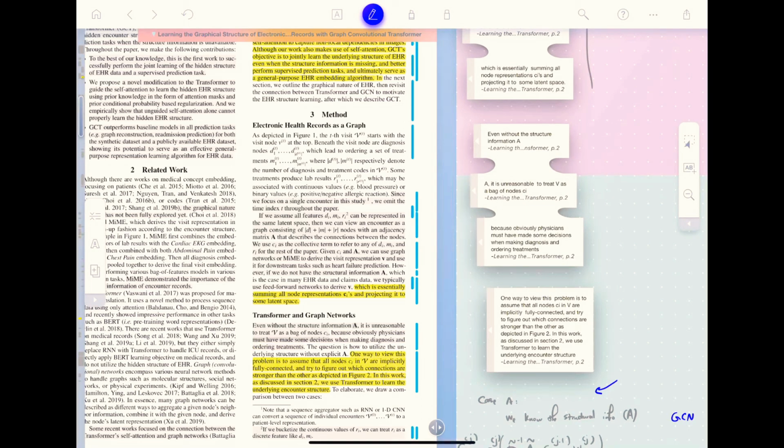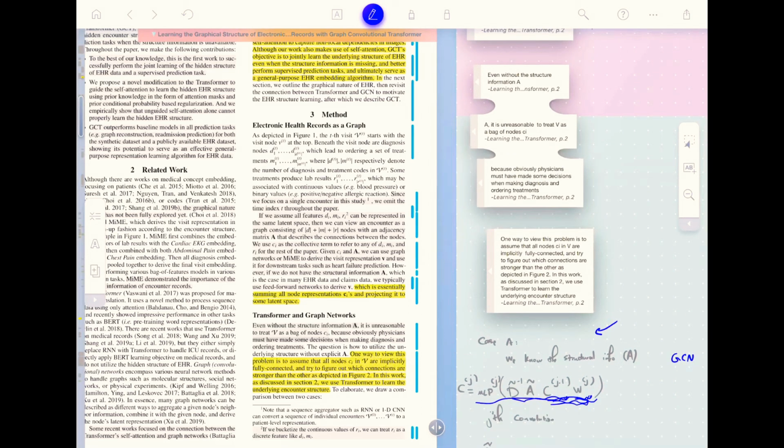But this is not good because the decisions that physicians have made will be somehow ignored. So one way to view this problem is to assume that all of the nodes, the CIs, are implicitly fully connected. So they can assume that every edge between any two nodes could be possible. This is not a perfect assumption, and as we will see throughout reading this paper, they will try to enhance this assumption. But one thing that we can do, if we have all of these nodes, is assume that all of them are connected and then try to learn which of them are actually connected.